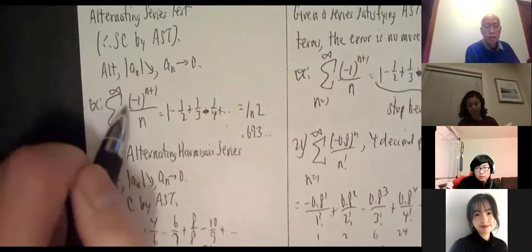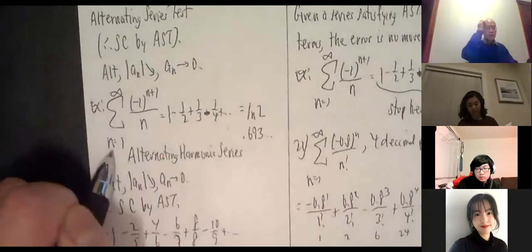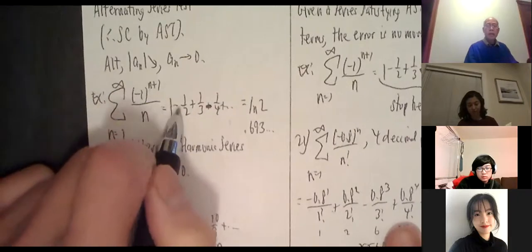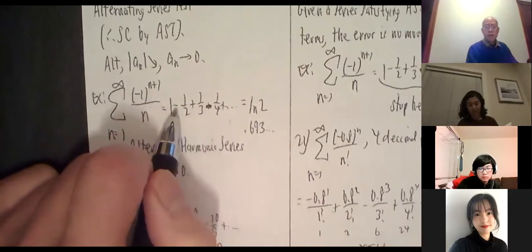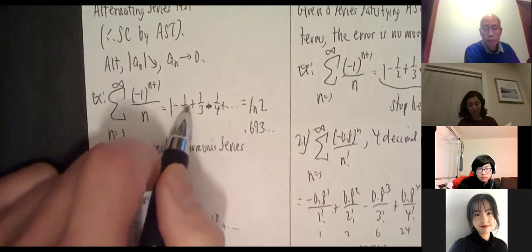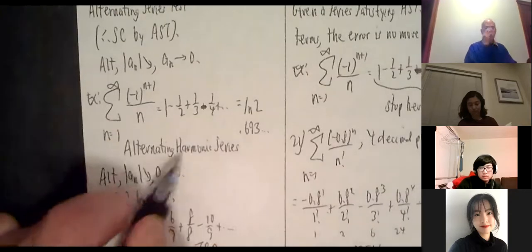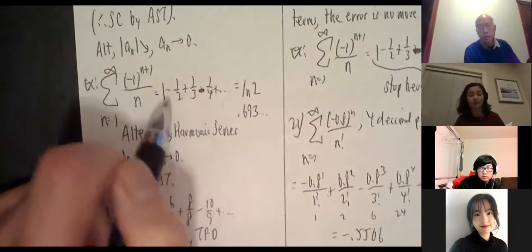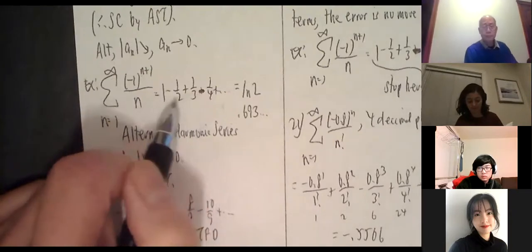Okay, example. Summation -1 to n plus 1 over n. Okay, now by index beginning at 1, 1 plus 1 is 2. That makes the first thing positive. So 1 minus a half plus 1/3 minus 1/4. Okay, so if they were all pluses, that's our harmonic series. Can you guess a good name for this thing? Alternating harmonic series. Okay, so the alternating harmonic series is the same as the harmonic series, only it alternates, starting with a positive. So it's 1 minus a half plus a third minus a fourth, and so on.